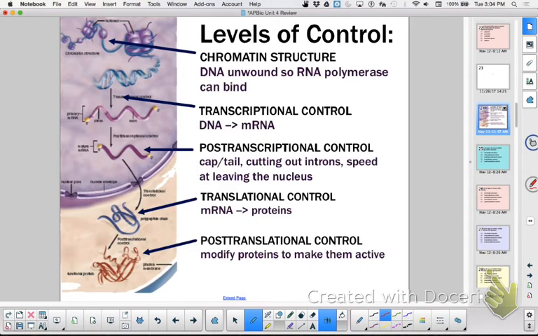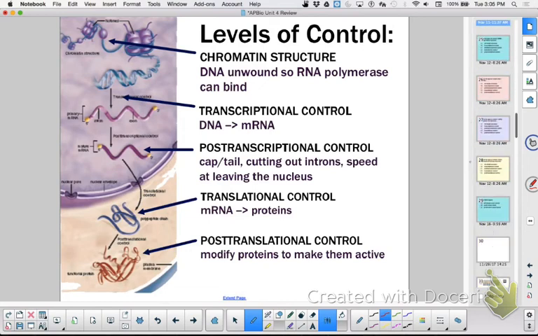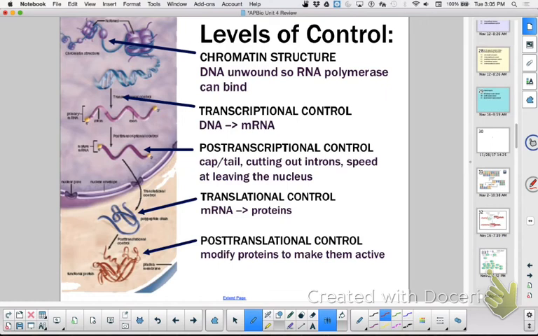Post-transcriptional control. If I have my RNA, what are some things I do to RNA once I have it? I cut it, I splice it, I cap it, I tail it. It has to leave the nucleus. That's post-transcriptional. Whether or not I'm on a ribosome or not, that is translational, right? Is some microRNA binding to it and inhibiting that? And then post-translational is, I have my protein, how do I need to fold it? What do I need to do for that? Okay, so that was chapter 13, and then we talked about mutations in there.